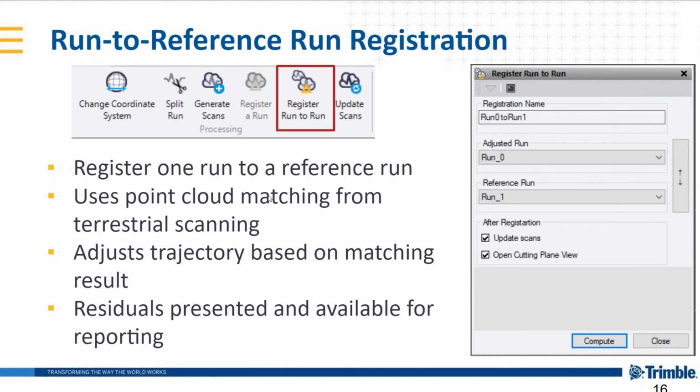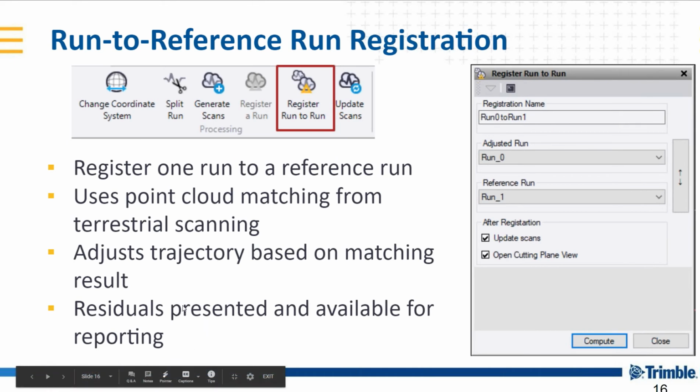That actually comes from our terrestrial scanning. This is something that has been worked on for many years in the terrestrial scanner world. And this algorithm performs in the same way very accurately on mobile mapping data. This is then used to adjust the trajectory based on the matching results. So it's not just dragging one point cloud on top of the other, it's actually going back to the trajectory, adjusting that trajectory and recalculating the point cloud so that all the data matches, but is still aligned to the trajectory.